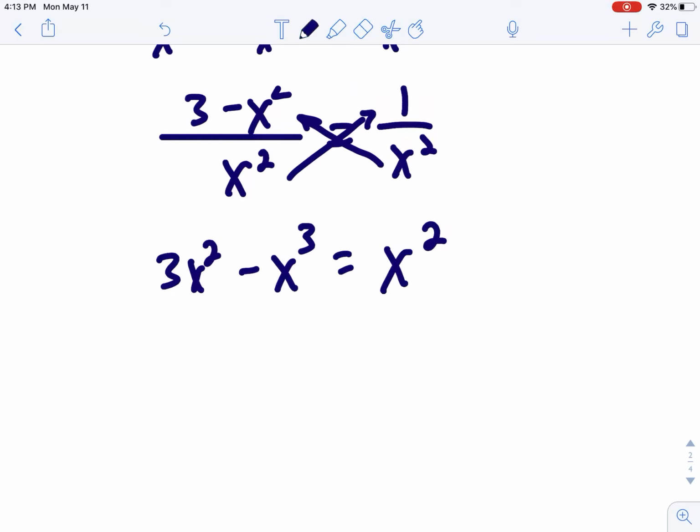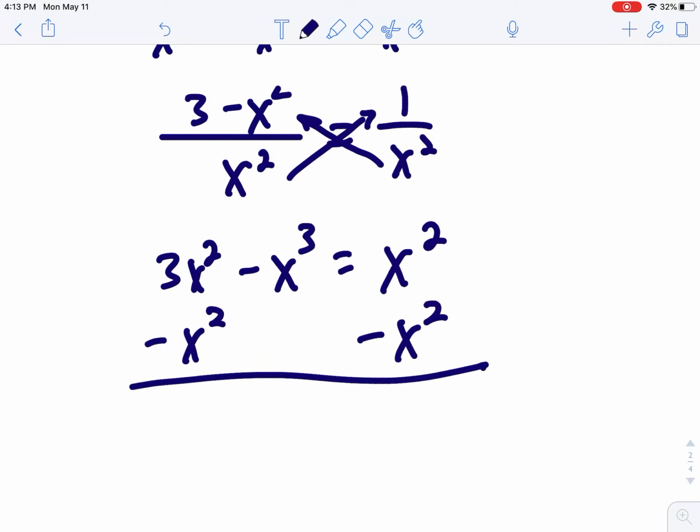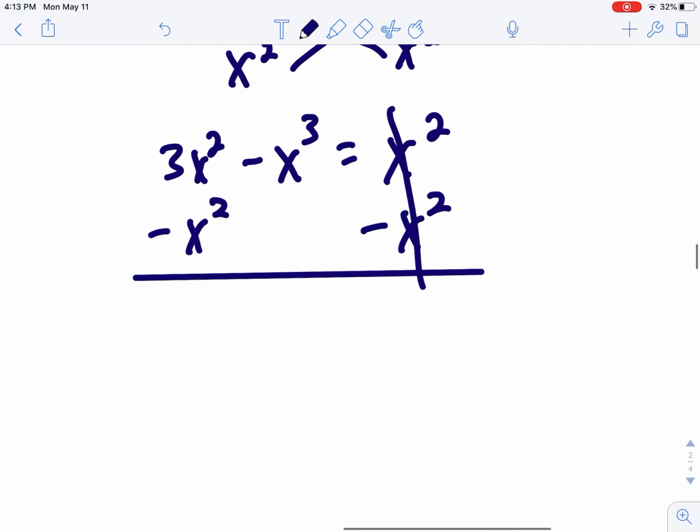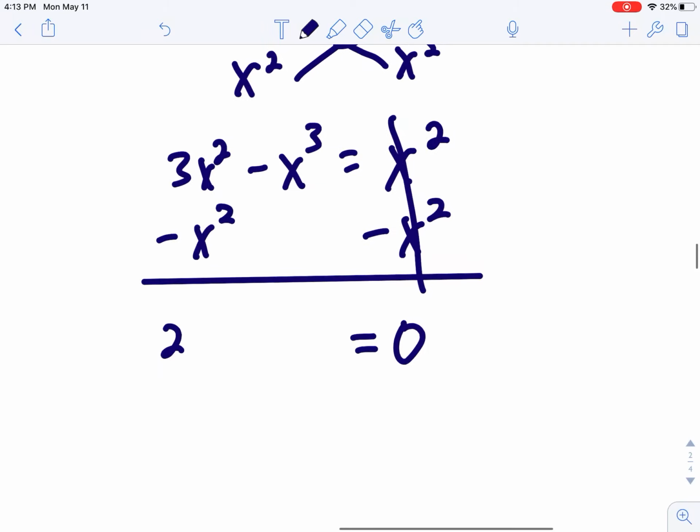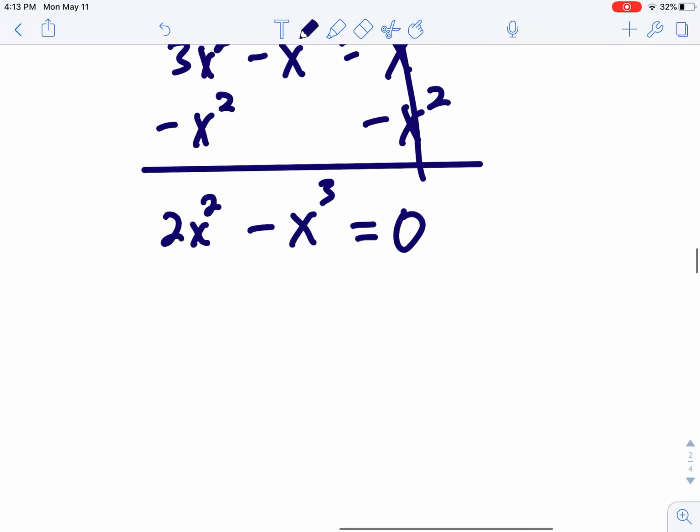Okay, now let's get like terms together. We have x squared here and x squared there. To get them together, I'm going to subtract x squared, to have 0 on one side. So those cancel out. I get 0. There's my equal sign over here. 3x squared minus x squared is 2x squared. And then bring down the minus x cubed.